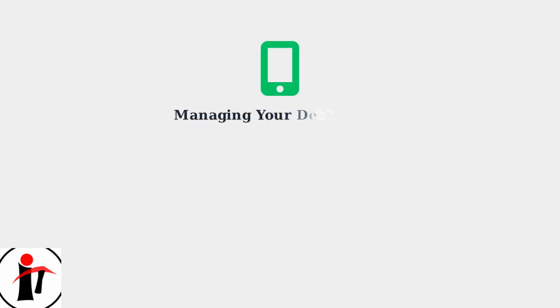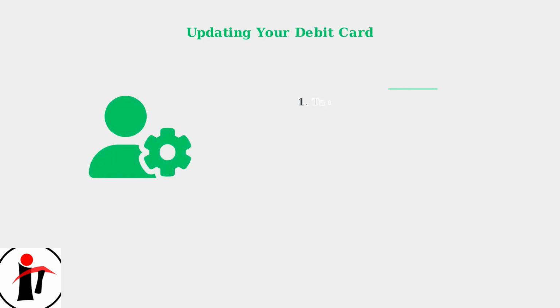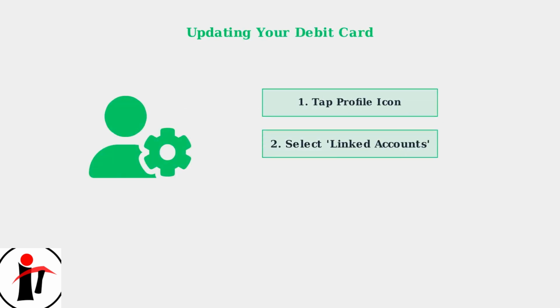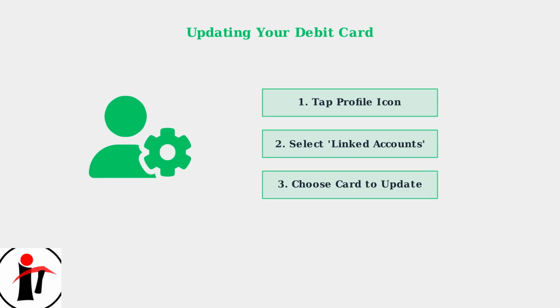Cash App makes it simple to manage your linked debit cards for funding transactions. You can easily update card information or remove cards you no longer need. To update a debit card, start by opening Cash App and tapping your profile icon. Then navigate to linked accounts or payment methods to access your card management options.